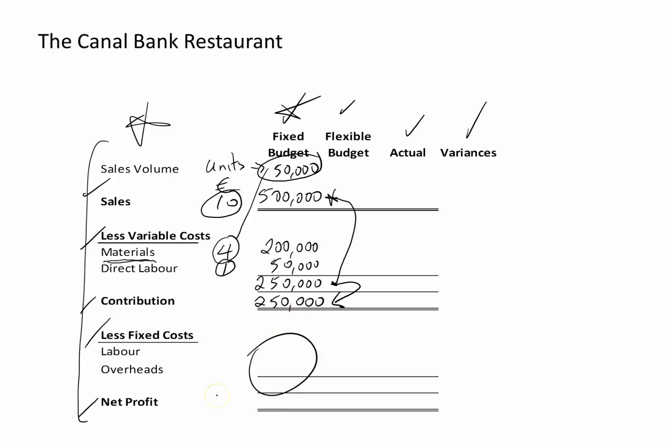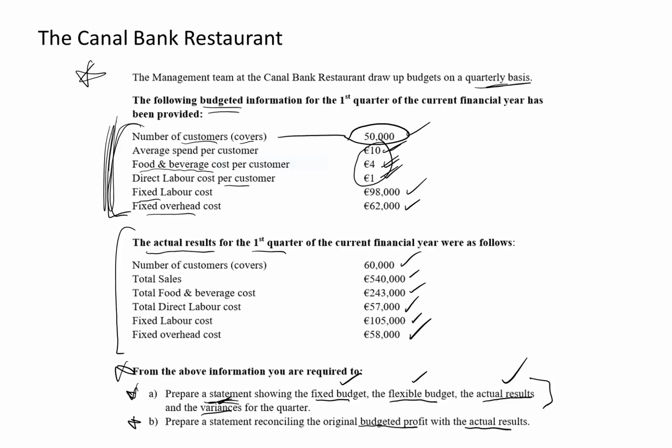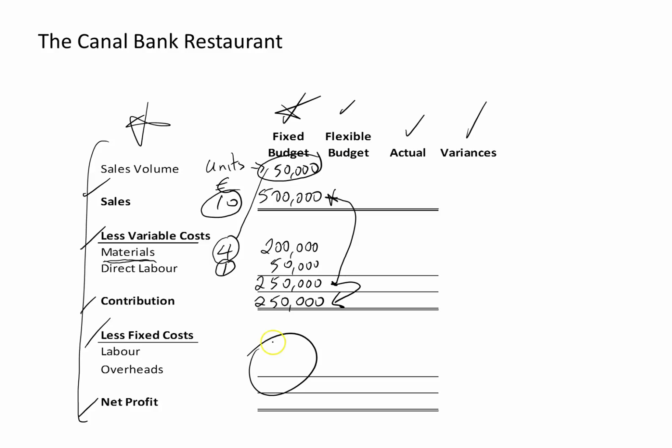Now what I need to do, I need to pop in my fixed costs. So what I'll do is I'll just go back and have a look at them. So here they are here, the original budget figures, 98,000 and 62,000. So I'll pop those in here. So we'd have 98,000 and 62,000. Now if I add those two together, they come to 160,000.